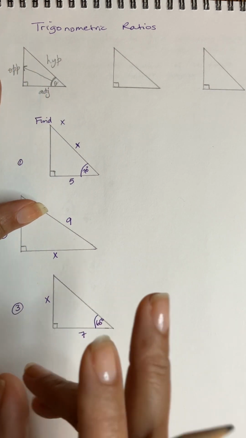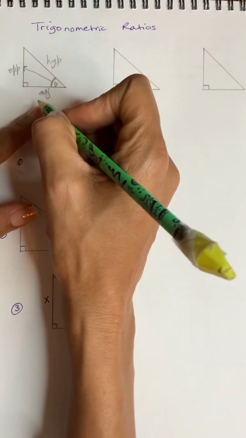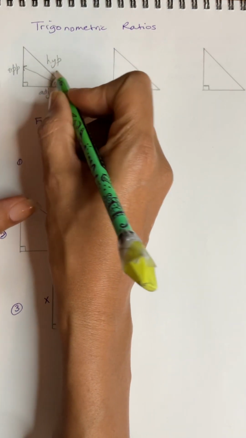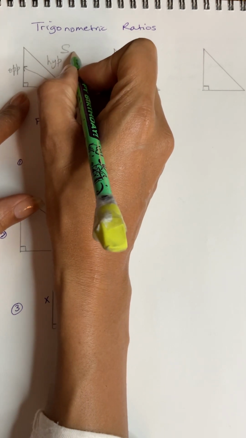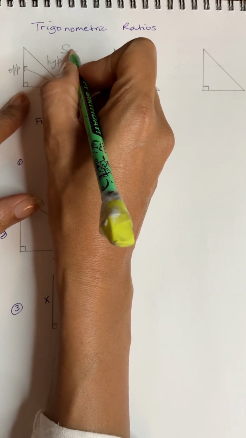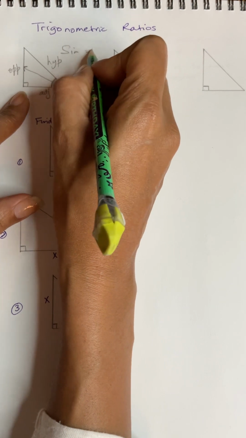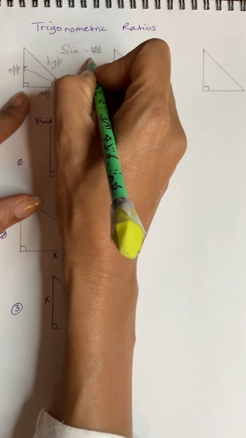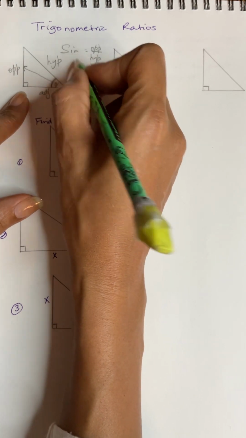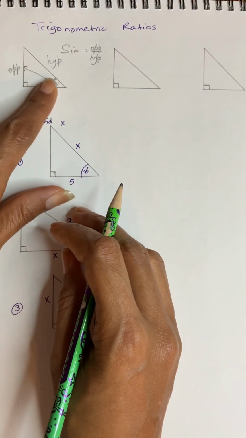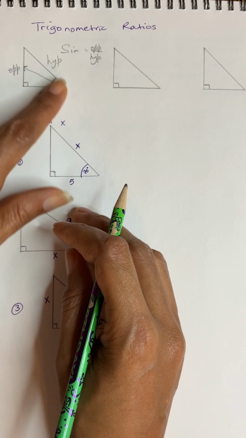Now there are three basic trig ratios. I am going to focus on the first one, which we call the sine. And sine is simply the opposite. Sine is equal to the opposite over hypotenuse. We also note that the sine is always the segment that's opposite over the hypotenuse, given the angle measure here.